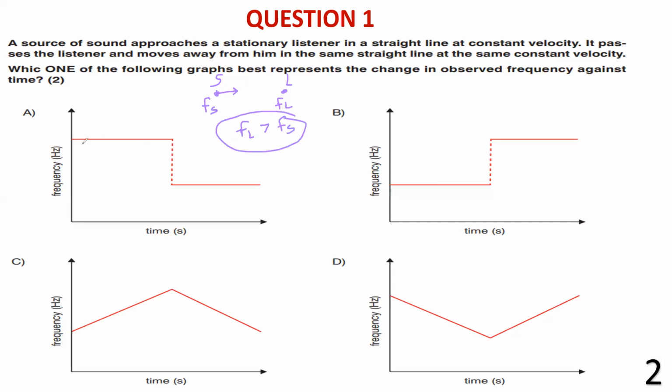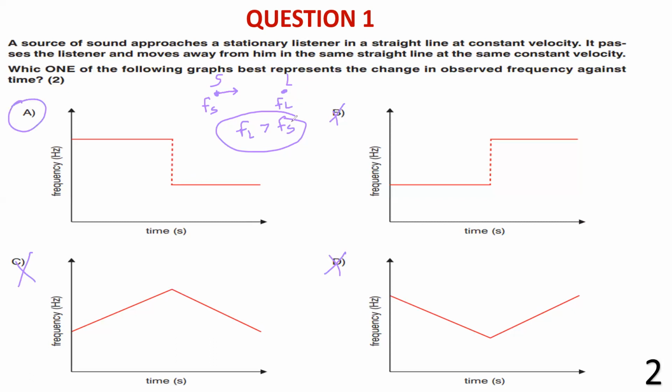So FL is more than Fs. We start from a higher frequency because, first of all, the source is coming closer to the listener. So let's see which one is correct. B is less, so this one is gone. Increase or decrease doesn't matter, it must always be constant when it's coming closer, but higher frequency, so this one is gone, and it is decreasing, of course. Wrong. Our answer is A, automatically we can say.